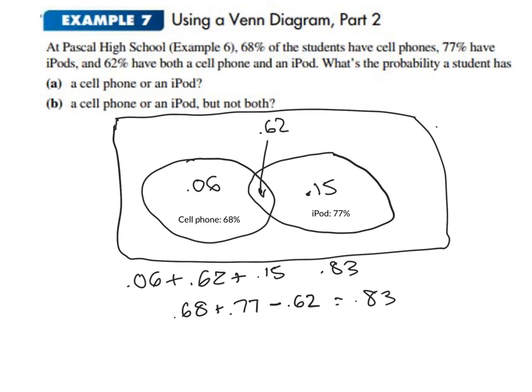Now the last question, part B. What's the probability they have a cell phone or an iPod, but not both? Well, that would be 0.06 plus 0.15, or 0.21, or 21%.